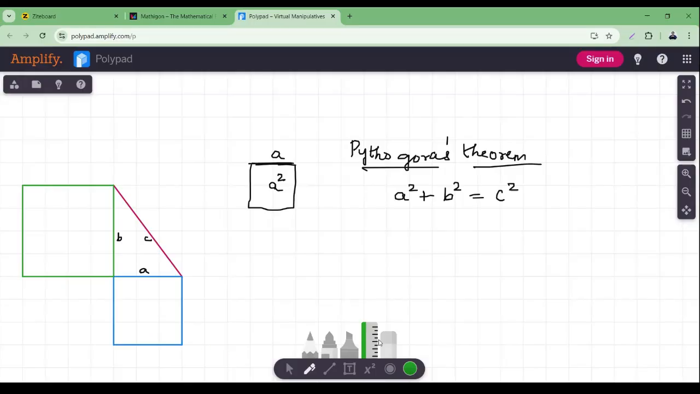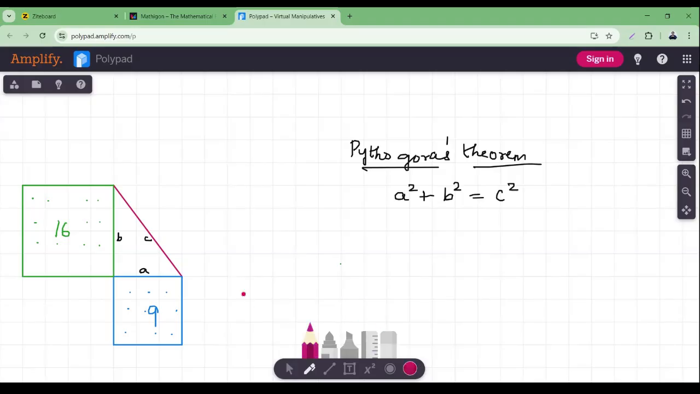Now this square, whatever is the area, it is 16, isn't it? How is it 16? Because 16 small unit squares are here inside. Similarly, the area of this square is 9 because 1, 2, 3, 4, 5, 6, 7, 8, 9. Now, he says it is equal to the area of the square standing on the hypotenuse.